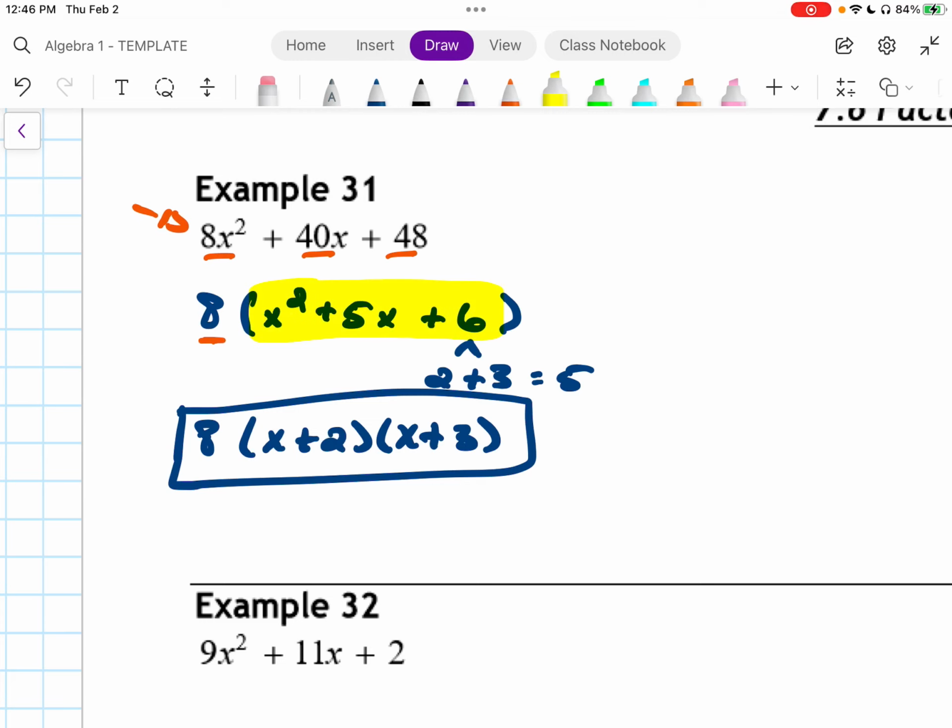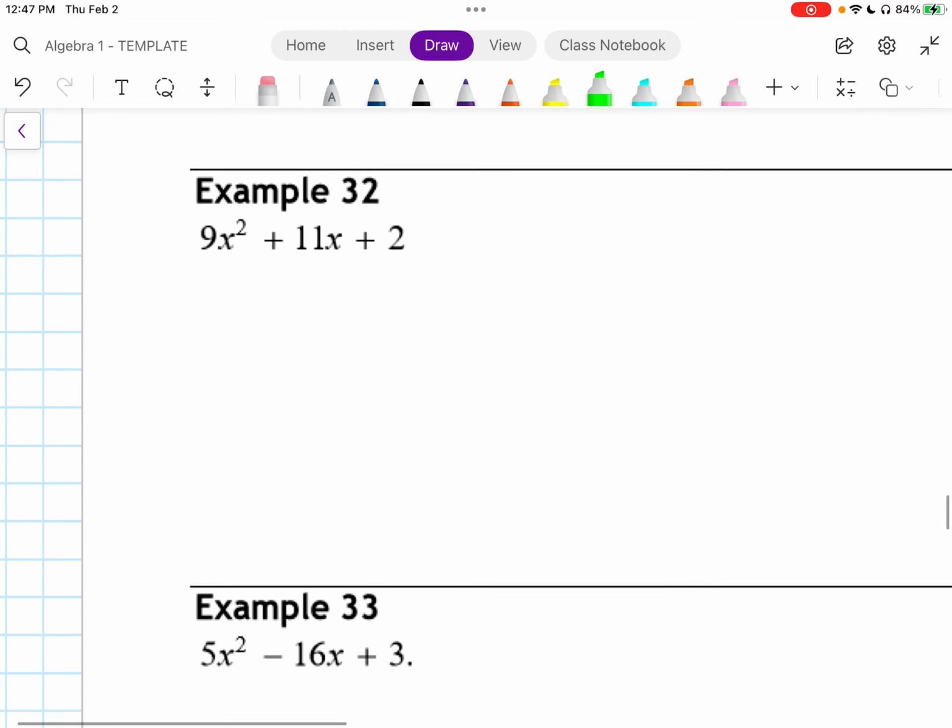That looks a whole lot like a problem that we did in the previous section. The 6 breaks apart to be a 2 and a 3, and then we can break this apart. The 8 stays up front, and then we have our x plus 2 and our x plus 3, and that's our answer there. Okay? If that happens, that's awesome. You factored at the very beginning, you factored something out of everything, and then you factored our trinomial, and you got a nice answer. That's a good answer.